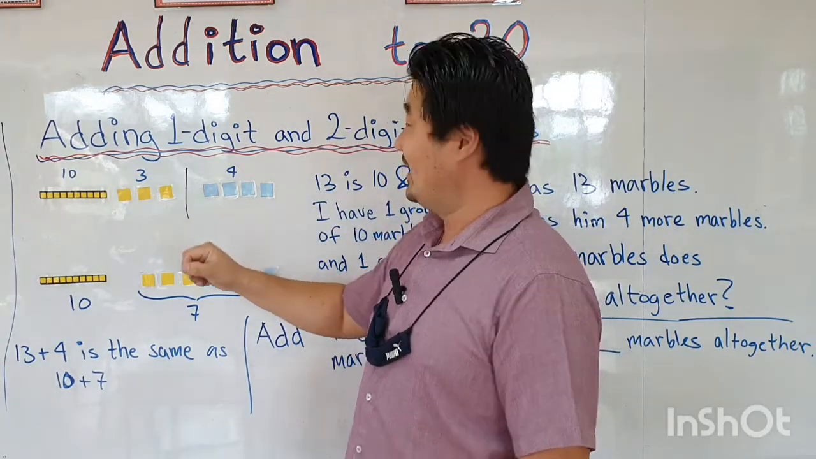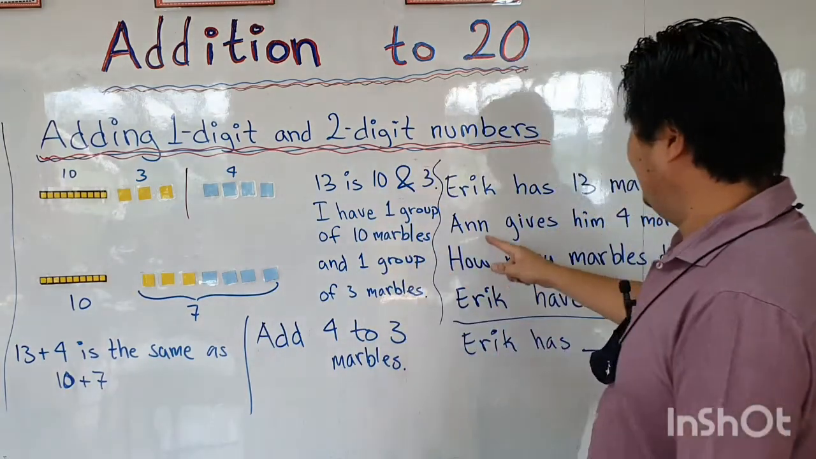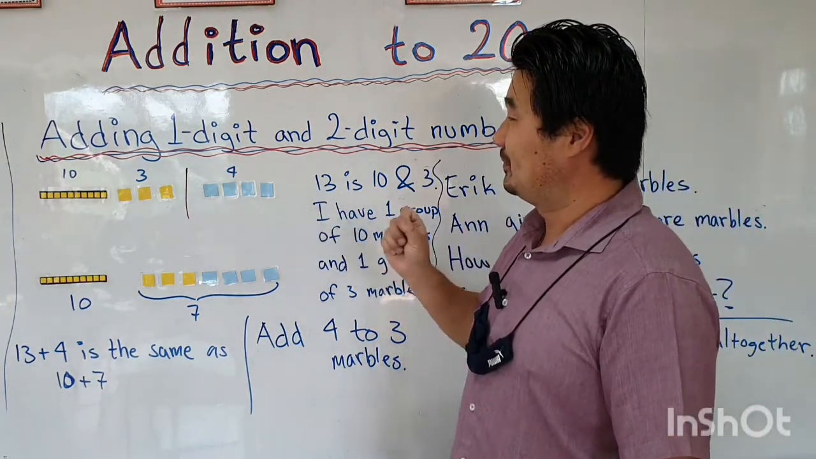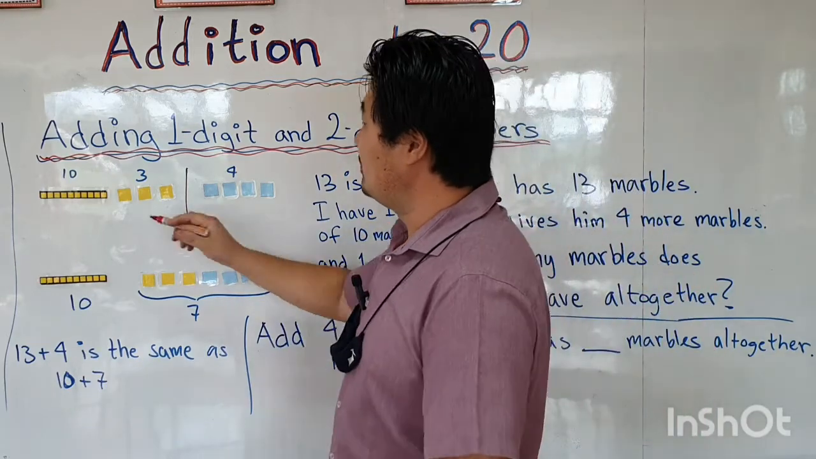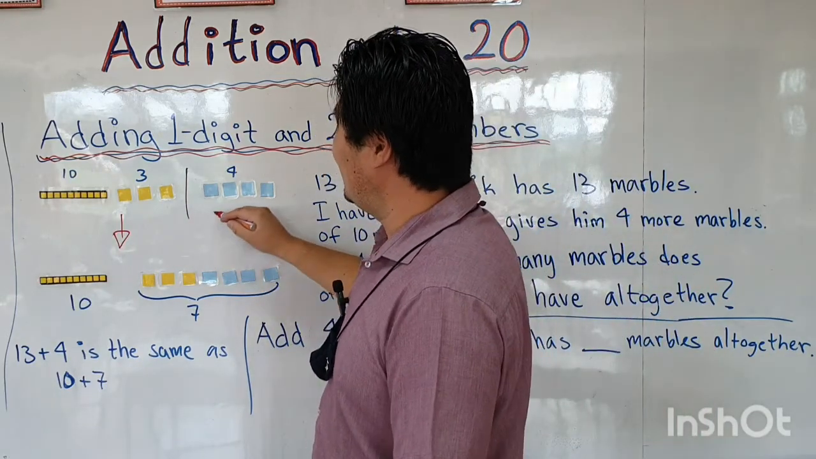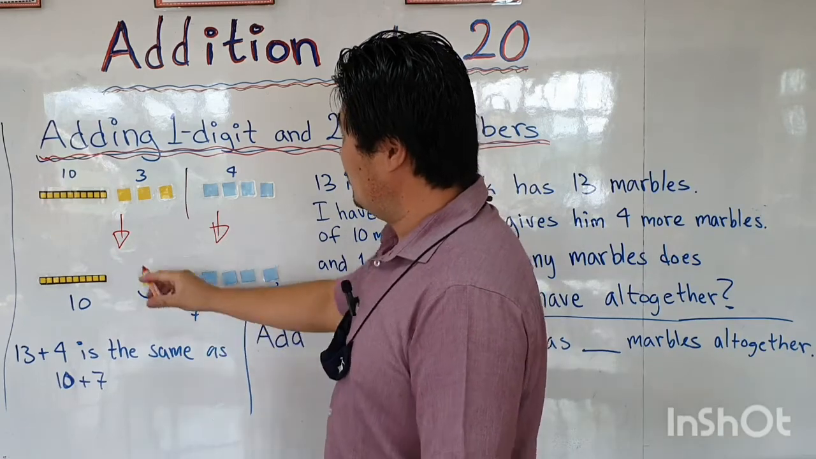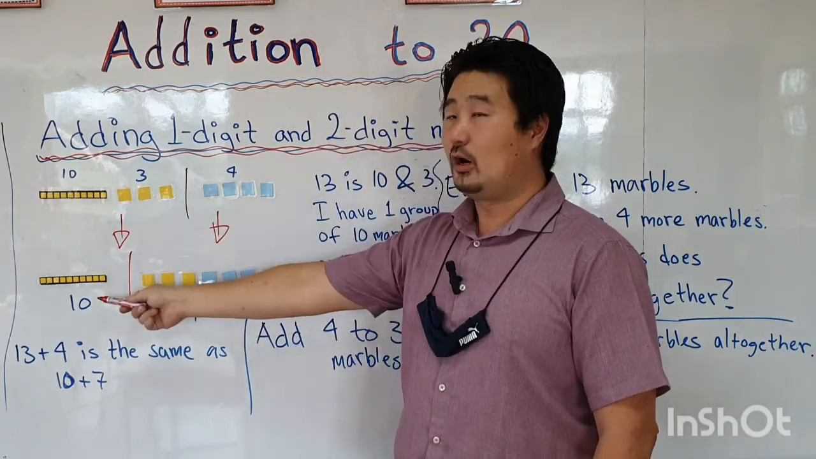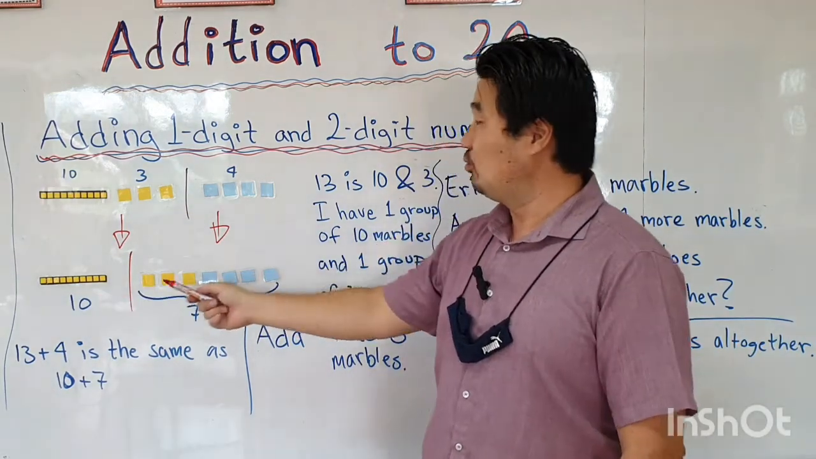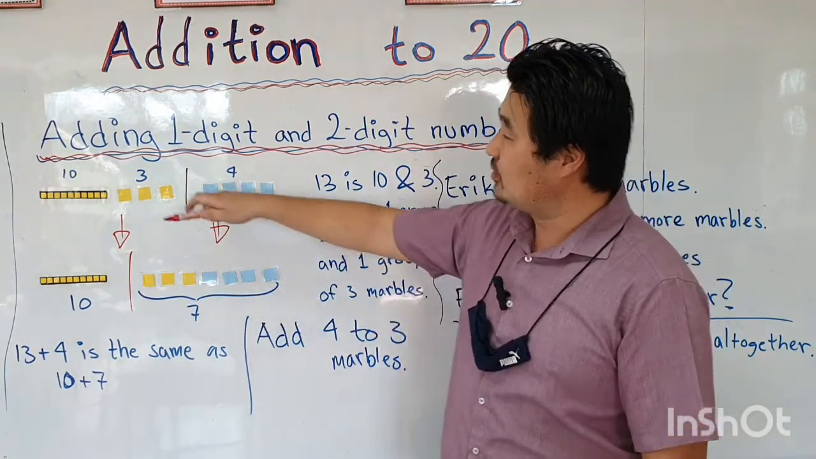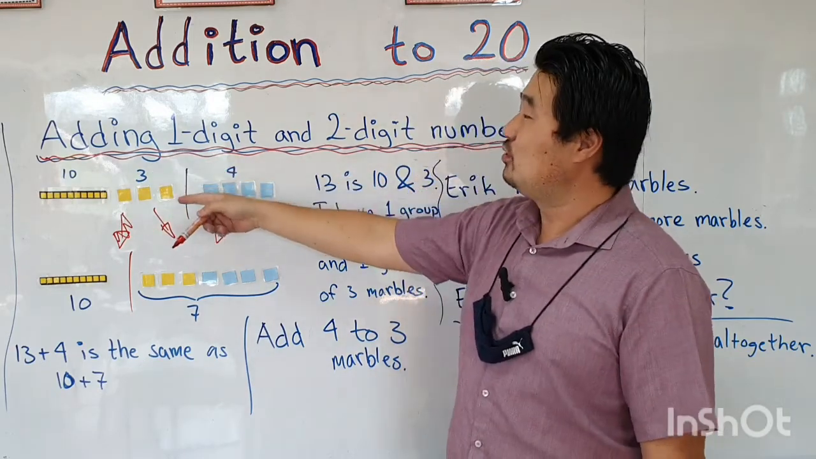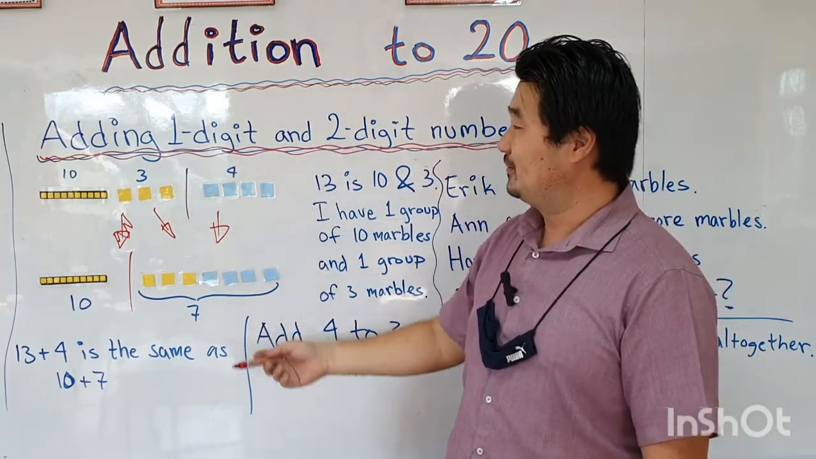Right? And then he is given 4 more marbles. Right? So then we move this down and we change it a little bit. We change it into one group of 10 marbles and then one group of 7 marbles, because we move these down here.